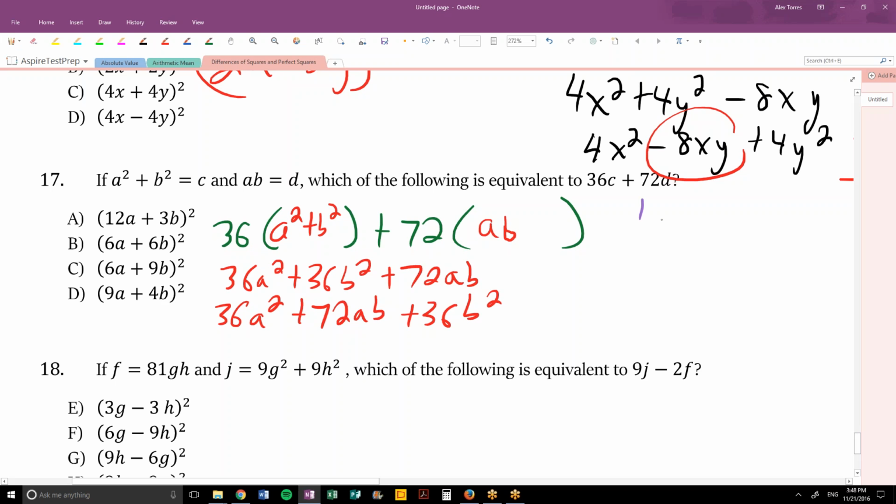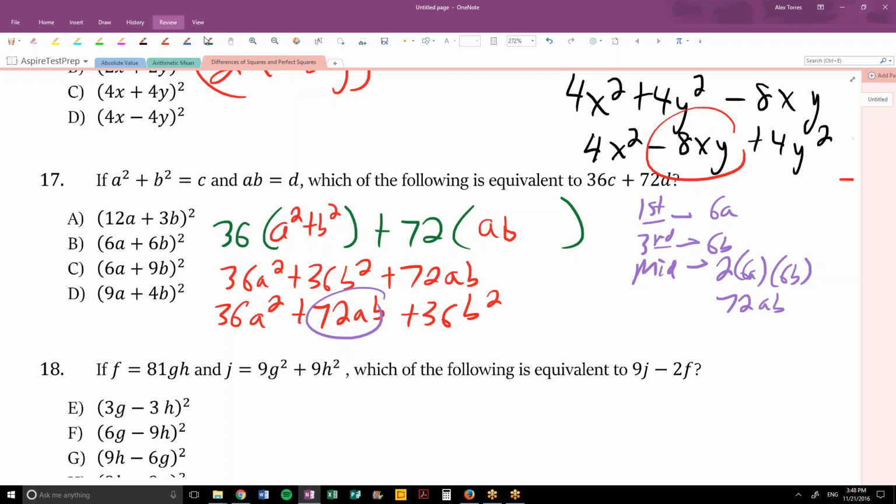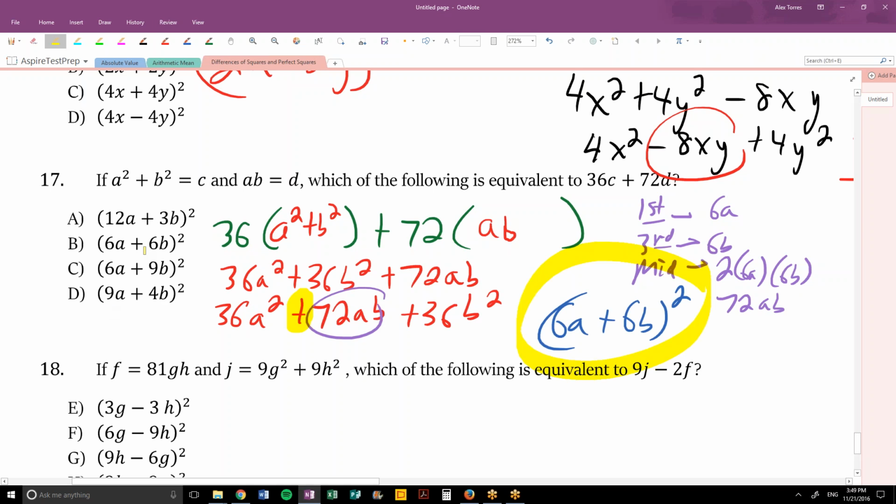So is the first term a perfect square, 36a squared? Yeah, because the square root is 6a. Is the third term a perfect square? Yeah, because the square root would be 6b. And is the middle term equal to 2 times 6a times 6b? And that would give us 72ab, and that's exactly what we have. So because it passed the perfect square test, we know it factors to the square root of the first plus the square root of the third, and the plus comes from the fact that we have a plus right there. So that's our answer, 6a plus 6b all squared, answer B.